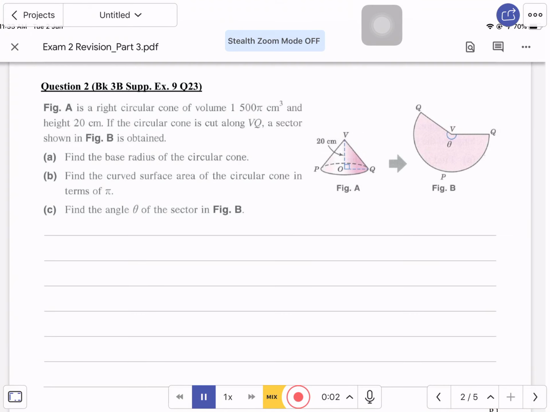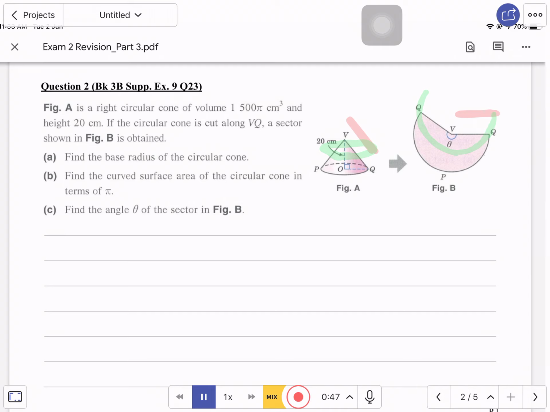For question 2, we have a cone and then we are going to cut the cone so that it forms a sector. Imagine in figure A, the cone is a paper cup. You try to cut it along the edge of the paper VQ. And after cutting, VQ becomes this line. And the original base circumference indicated by the green line becomes the arc length of the sector.